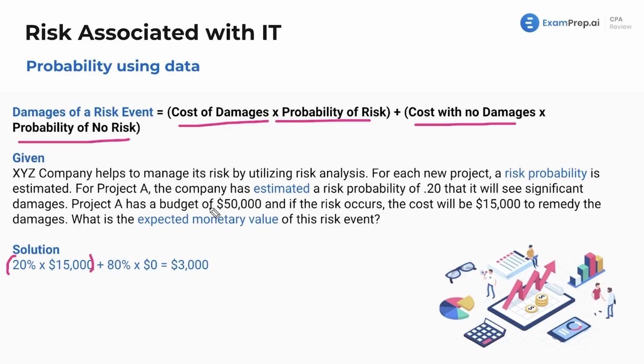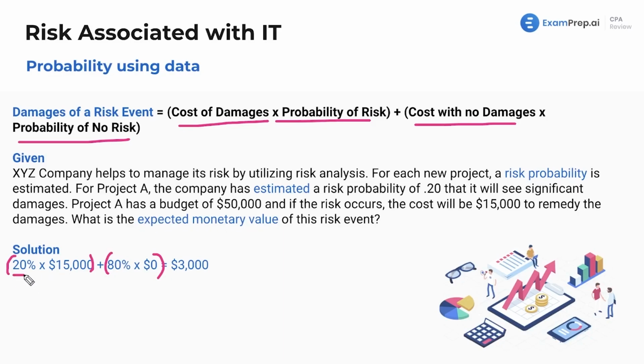Okay. Project A has a budget of 50,000. I don't really see where that's relevant, so we'll ignore it. And if the risk occurs, the cost will be 15,000. So right here, the cost of the damages. I mean, with this 50,000, they're trying to get you to say that, oh, the whole project will be ruined, so we got to put 50,000 as the amount. It's not the case. What's the expected monetary value of this event?